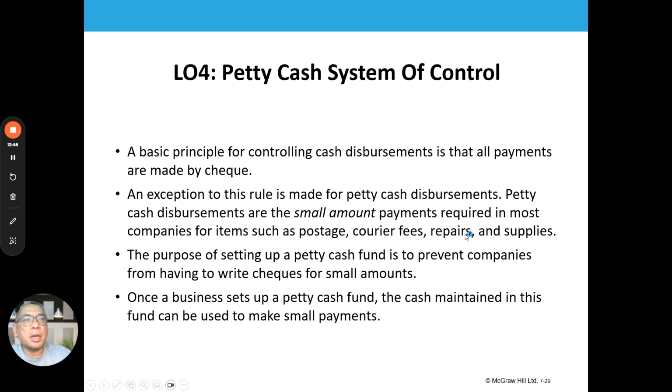Let's say less than $100 or less than $200 is done through petty cash. The purpose of setting up a petty cash fund is to prevent companies from having to write checks for small amounts. Once the business sets up petty cash, it must be maintained, and the fund can be used for small amounts. Example: when I was with Royal Sun Alliance, the petty cash amount was $1,000. Any disbursement less than $100 or $200 could be paid by petty cash.